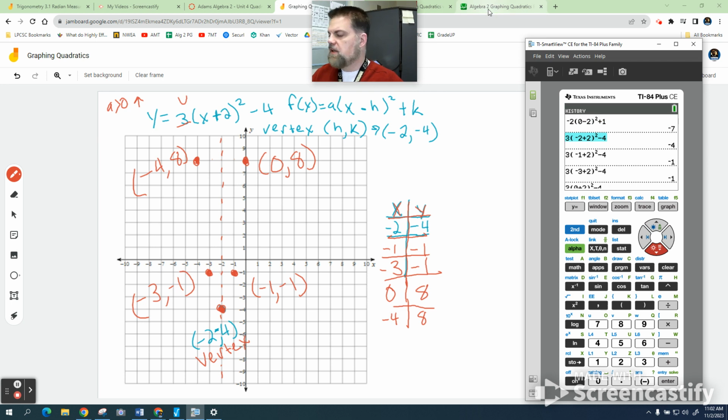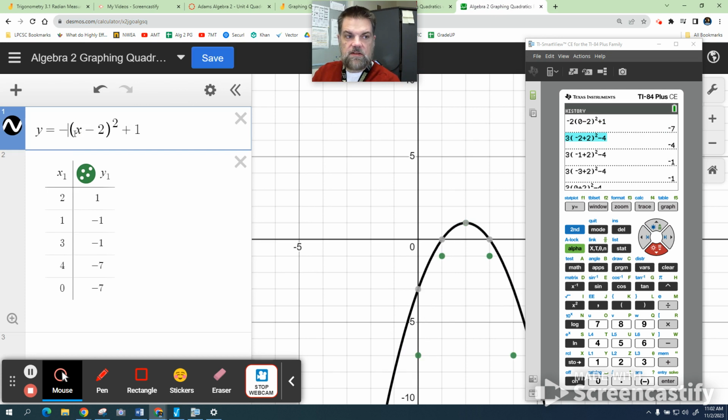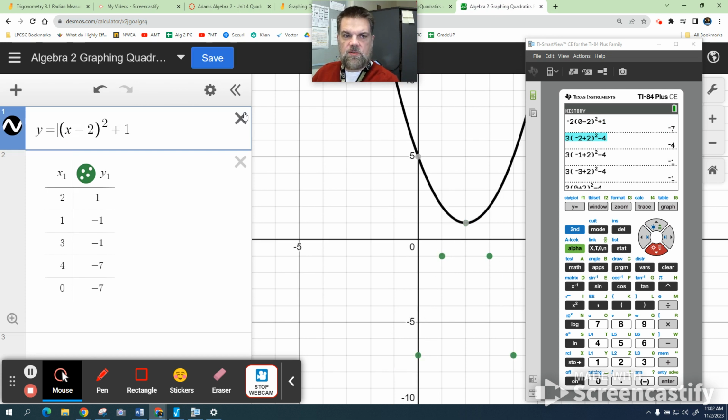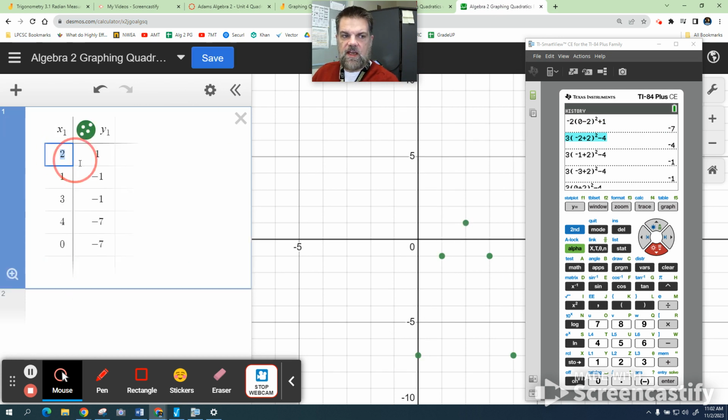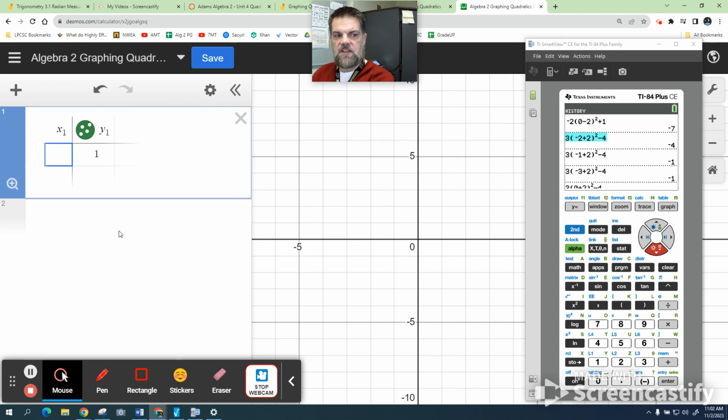So now let's try that on Desmos. So I'm going to change my formula. Let's close this formula out, and I'm going to delete all these. Don't delete the whole thing though.